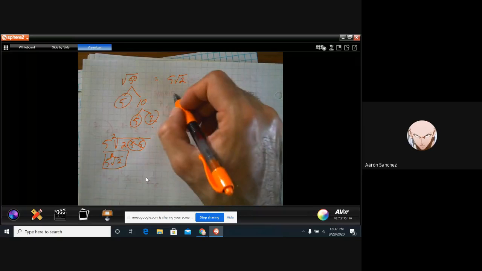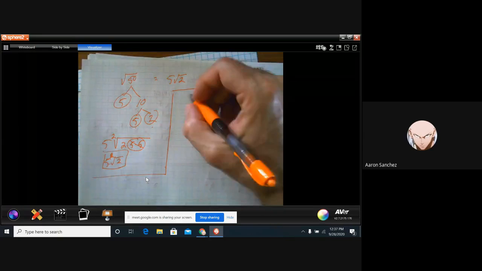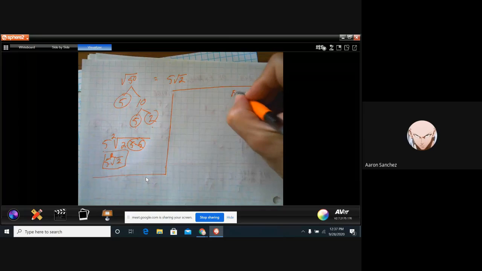The last thing, a couple more things I want to show you, okay, is fractions in exponents.